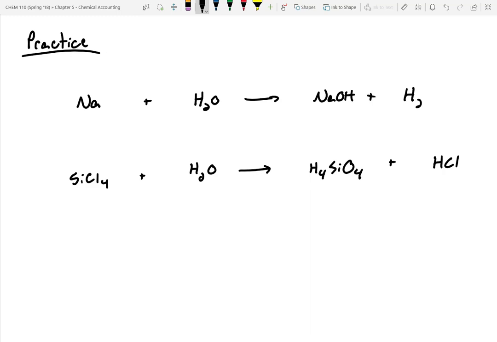So that will be our second one. And then our third one I want you to practice with is phosphoric acid, one of the stronger acids out there. It's going to decompose. Whoops, this should be H4P2O7 plus water. So I'll give you some time to work on this and then check with your neighbor and see if you agree.